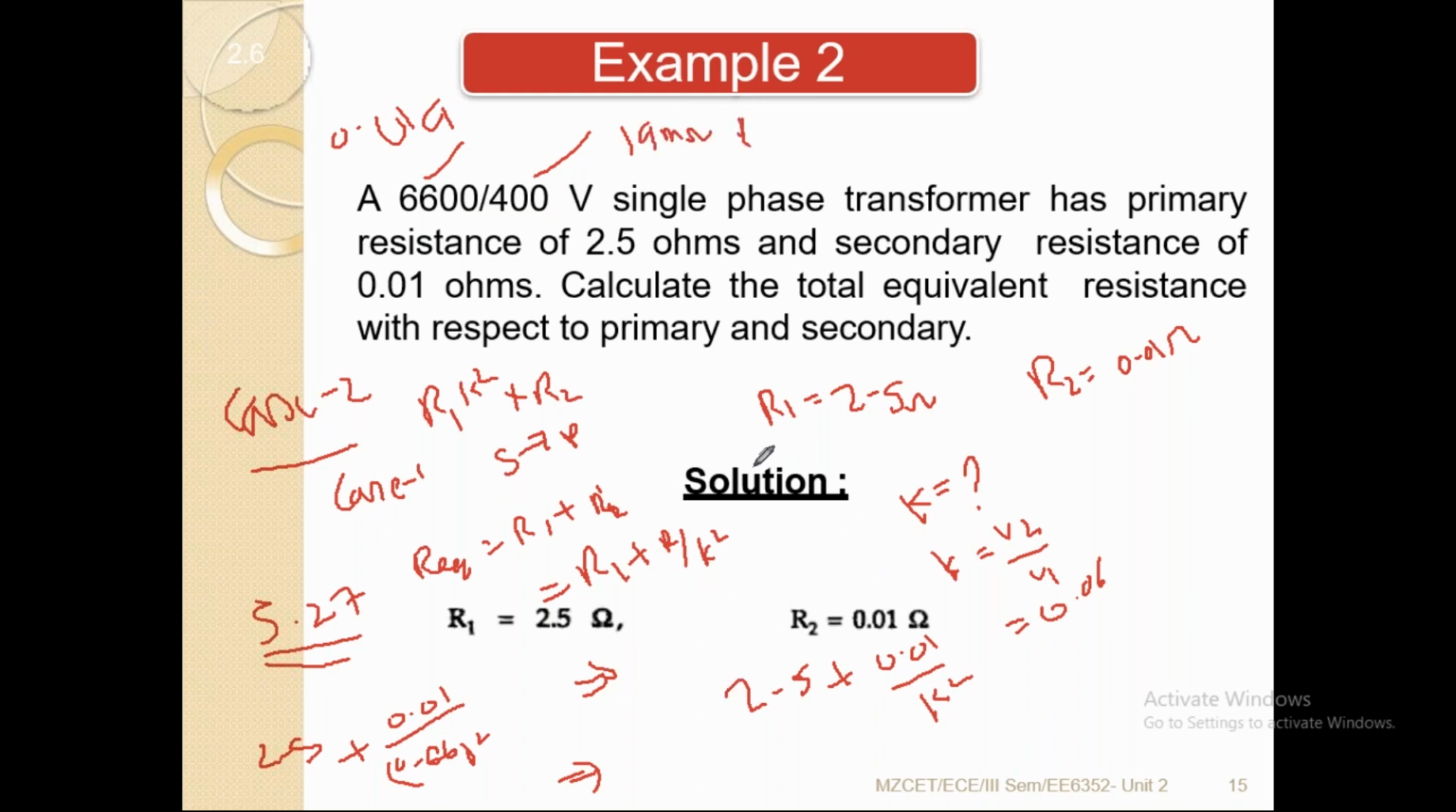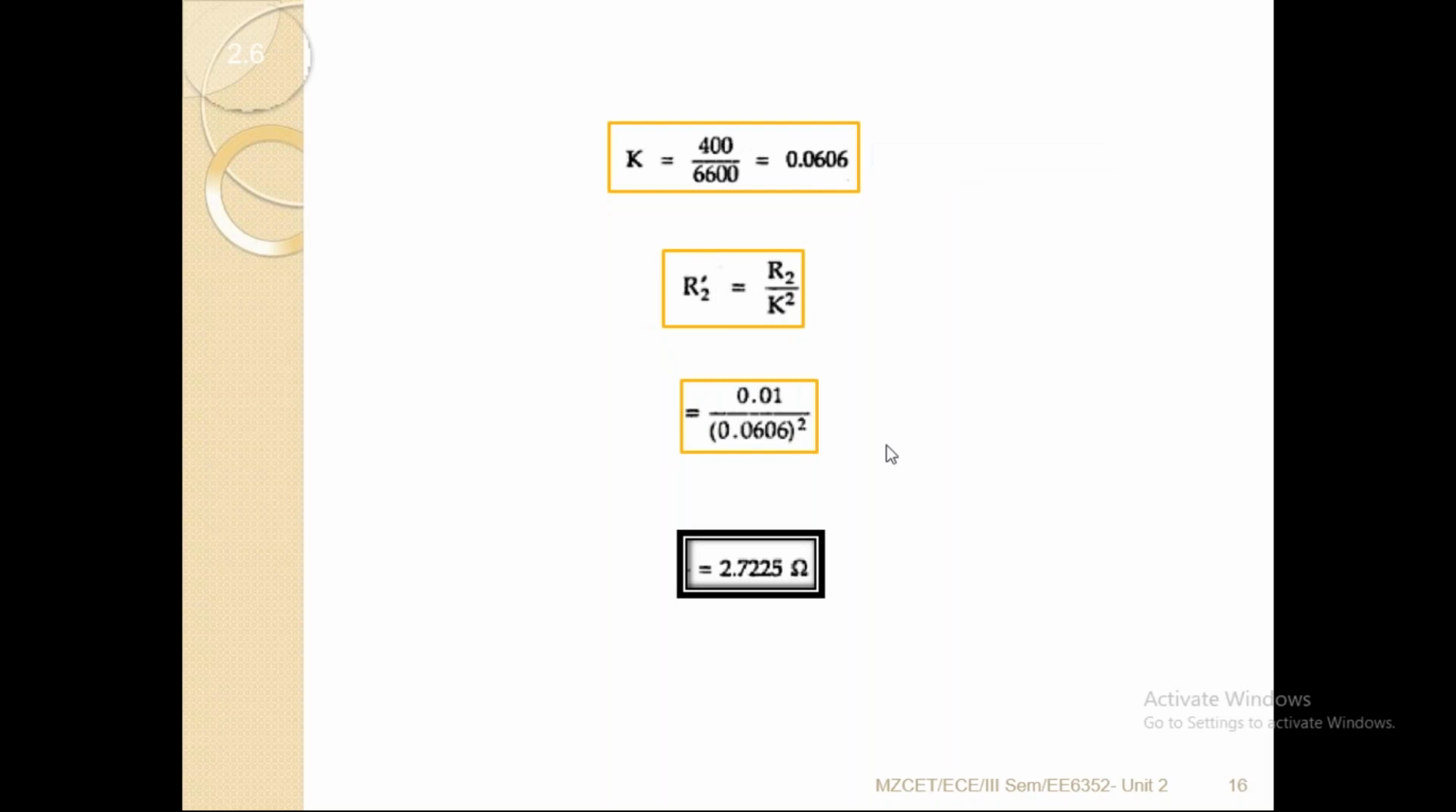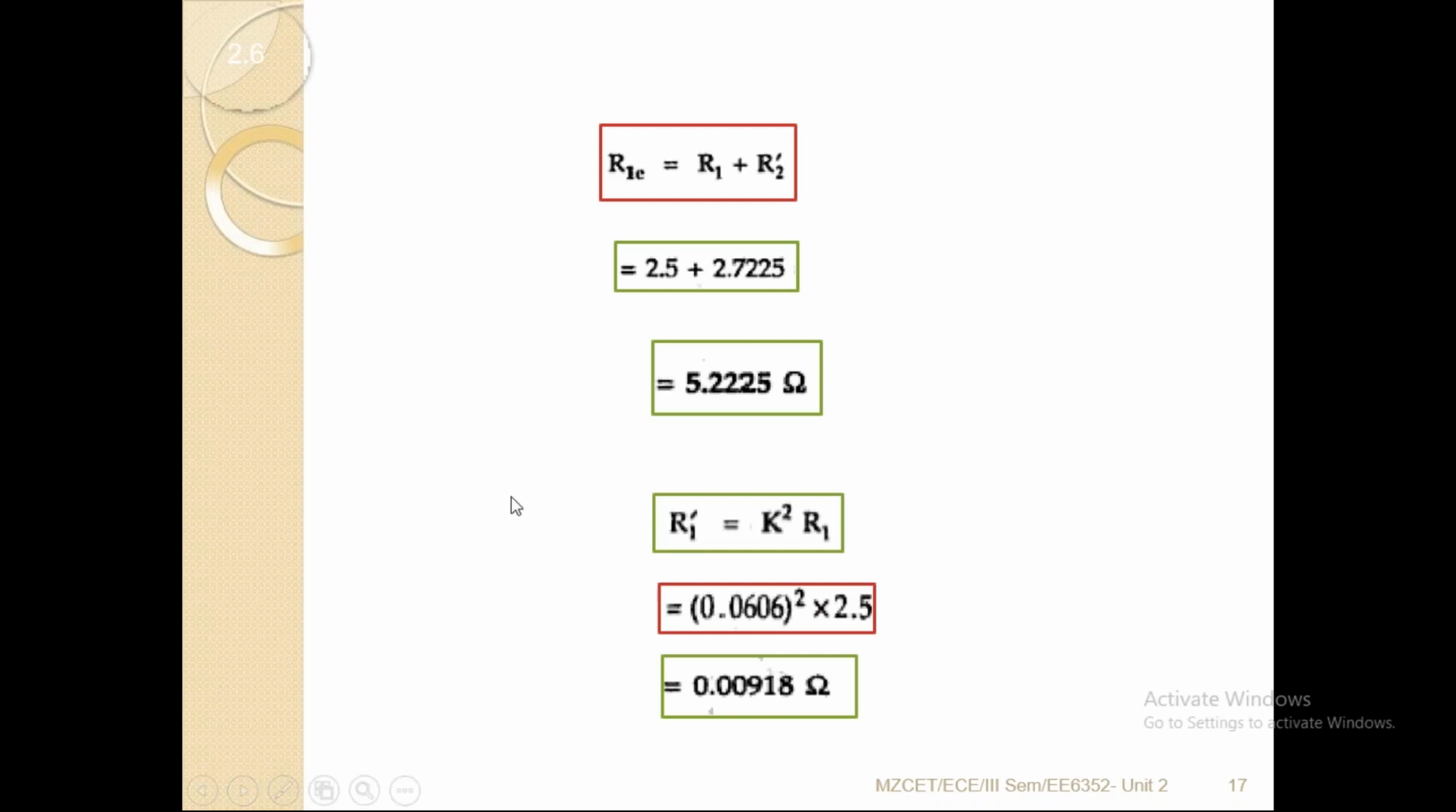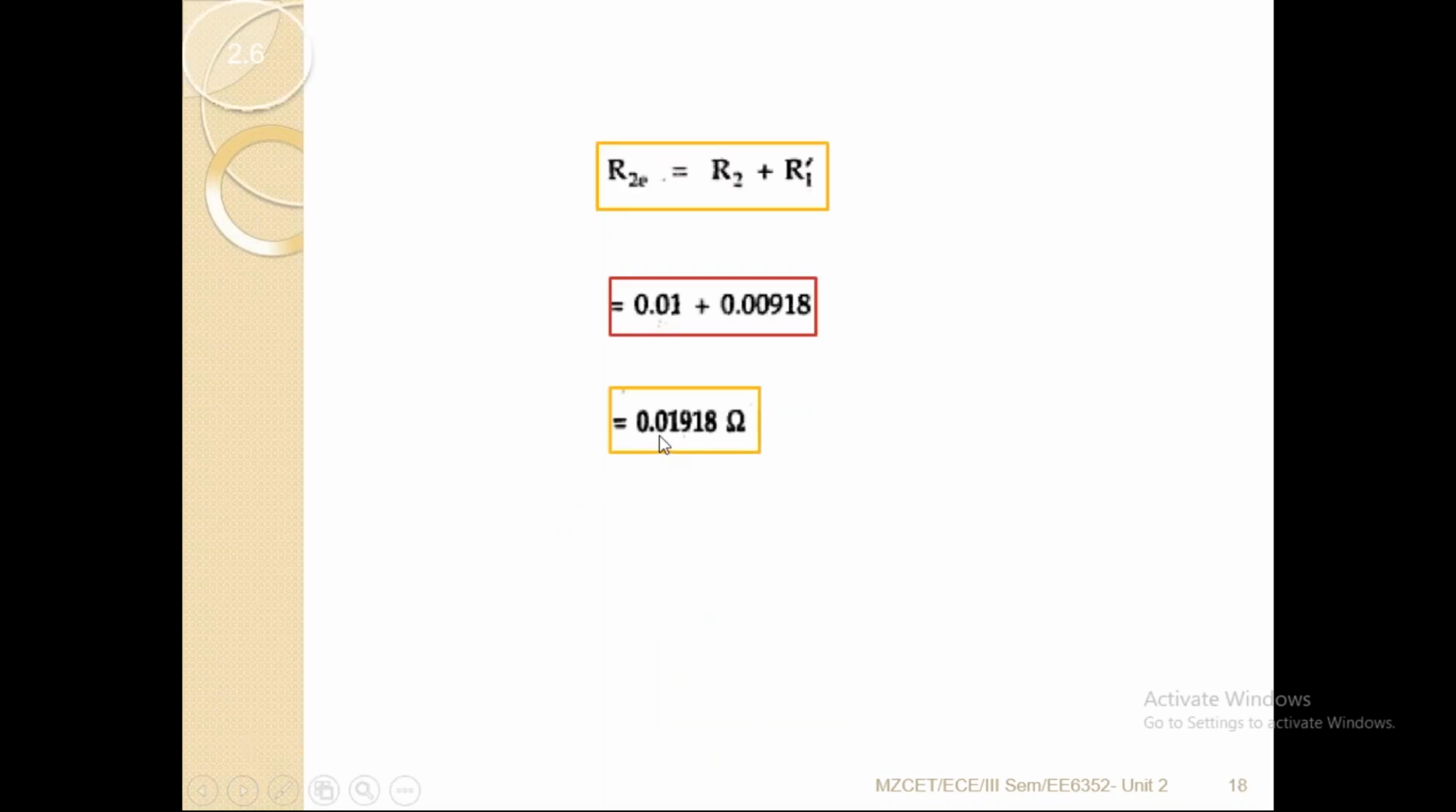Okay, now, so this is the way we need to find the equivalent circuit parameters. So you can be asked problems on this also. So let me check whether your answer is correct or not. See here, the K value is 0.06, and R2 dash is R2 by K square, and finally you will get R1, that is 5.2, and this one is 0.019. So this is the way we have to find the equivalent circuit parameters with respect to the primary as well as secondary.